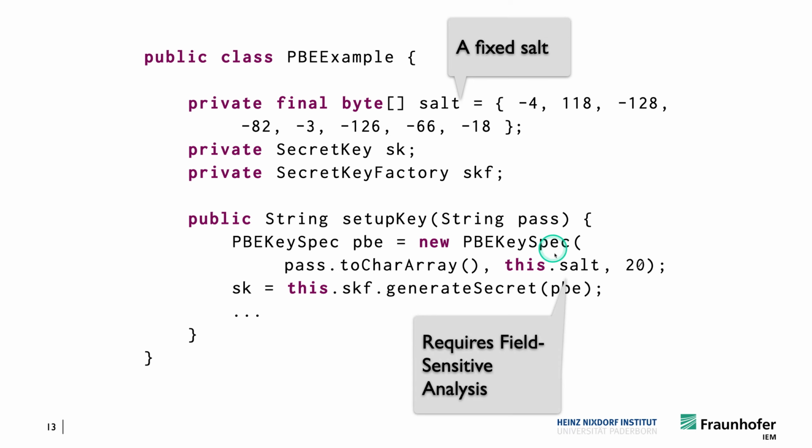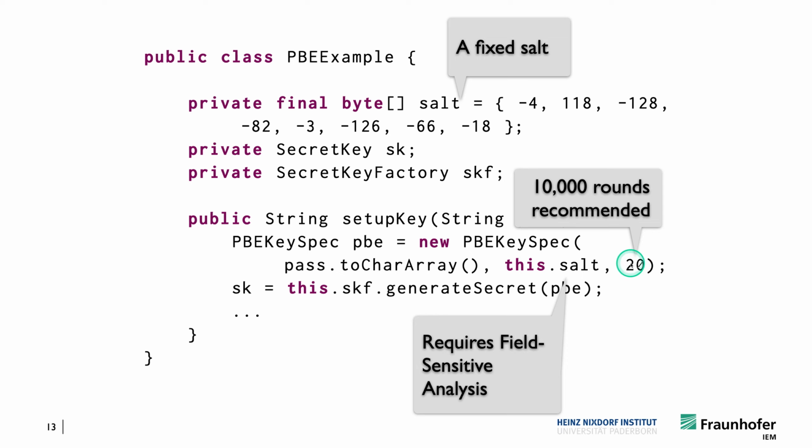To figure this out, that we actually have a fixed salt here, we already might require some sort of field-sensitive analysis, right? Because we might want to distinguish that field from others to actually have a precise analysis here. And the salt might not always be defined as nicely directly in this class. So field sensitivity might be important here.